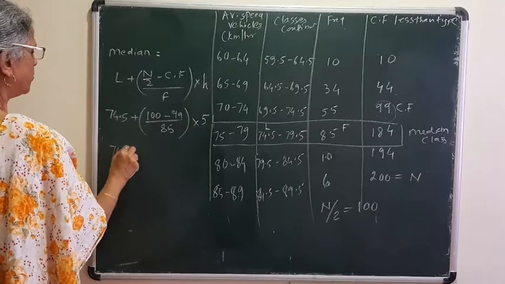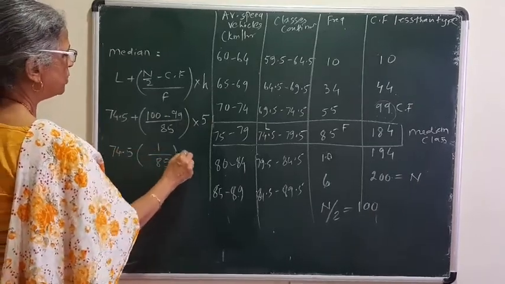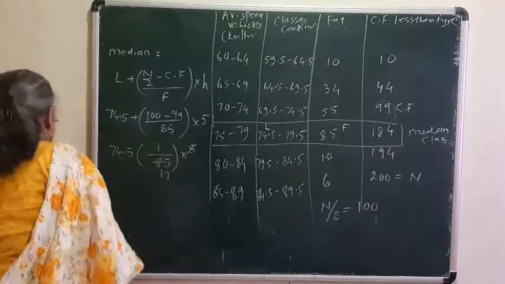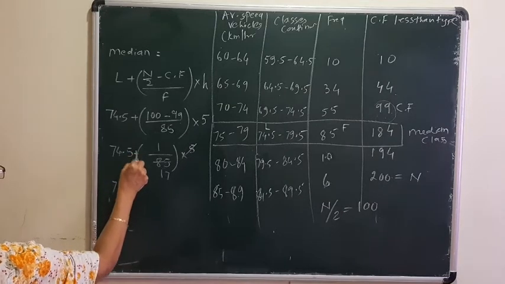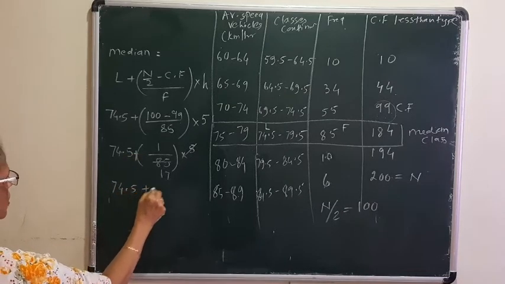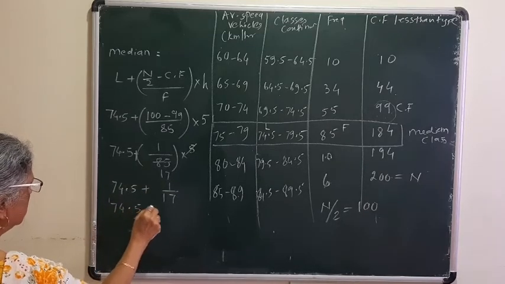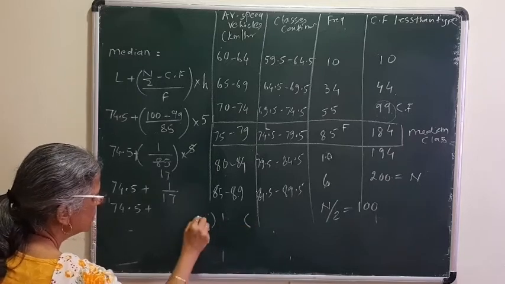So 74.5 plus 1 upon 85 into 5. 17 fives are 85. So it will be 74.5 plus 1 upon 17. Let me show how to calculate 1 divided by 17 also.